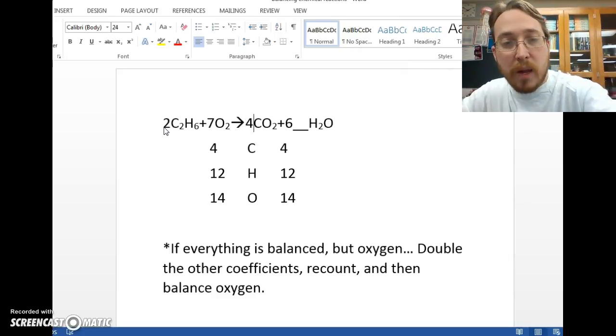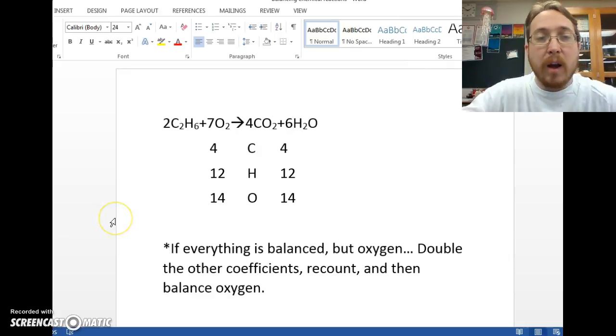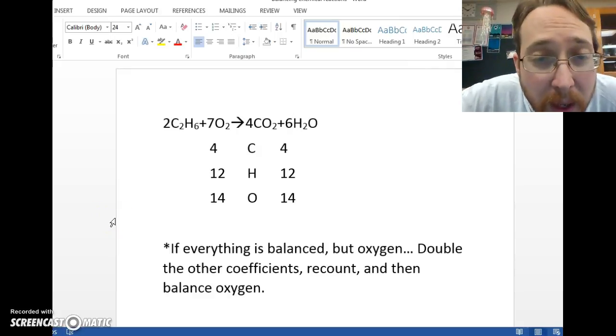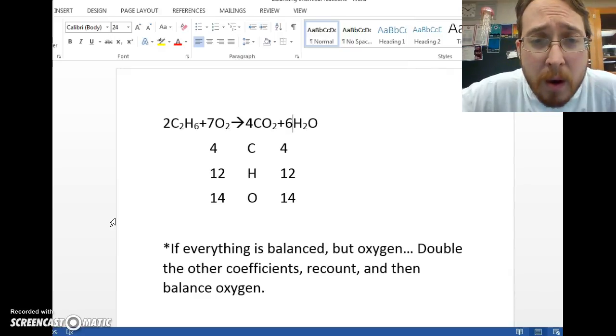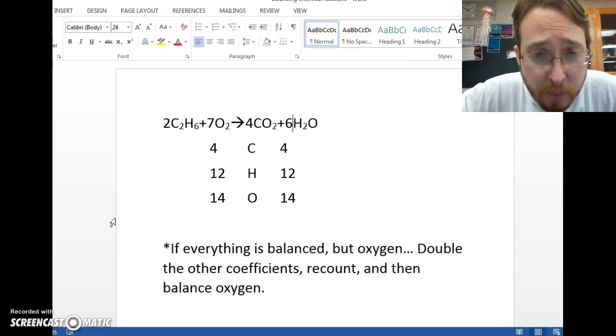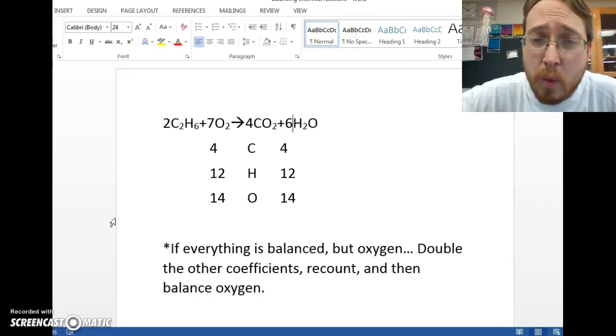In this combustion reaction, 2 molecules of dicarbon hexahydride plus 7 oxygen molecules react to yield 4 carbon dioxide molecules and 6 water molecules.